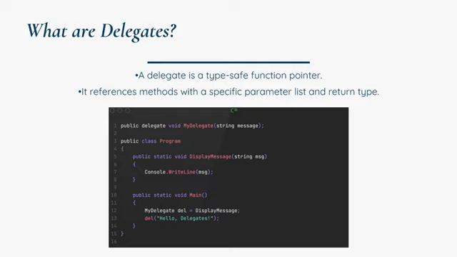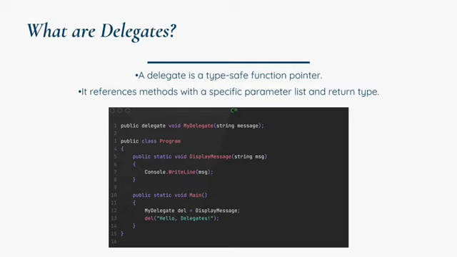So, what are delegates? Delegates in C# are special objects that hold references to methods. They allow us to treat methods as variables, meaning we can pass them as parameters, store them in variables, and call them dynamically. Imagine you have a TV remote. The remote doesn't know which TV it will control, but pressing the buttons triggers actions on the assigned TV. Delegates work the same way. They store method references and call them when needed.